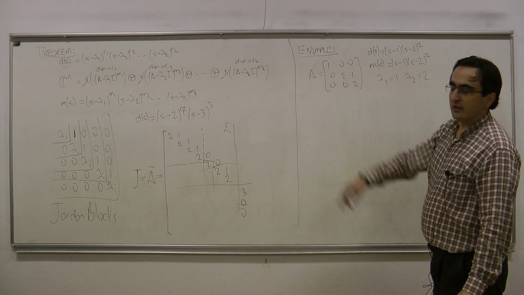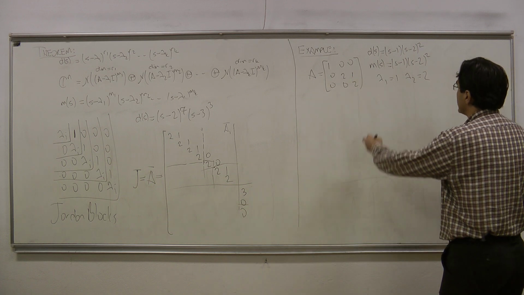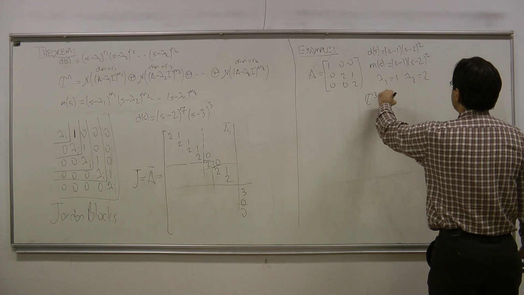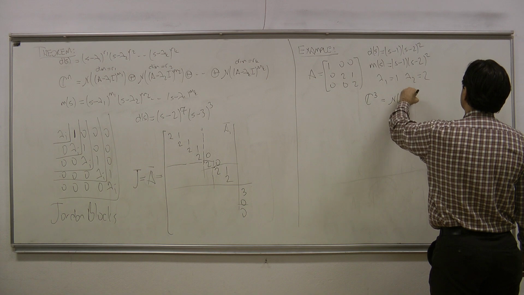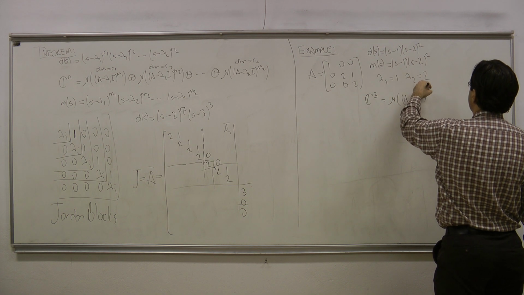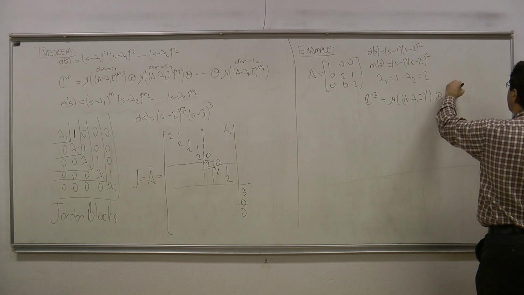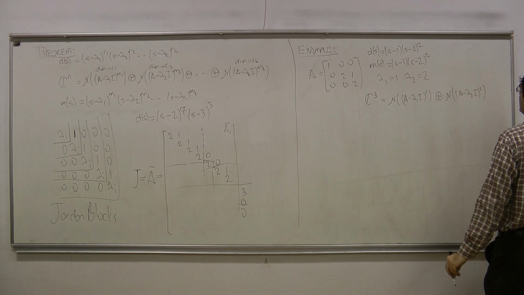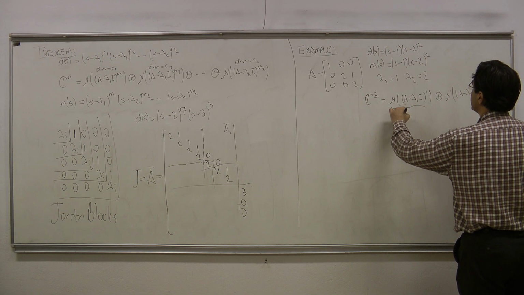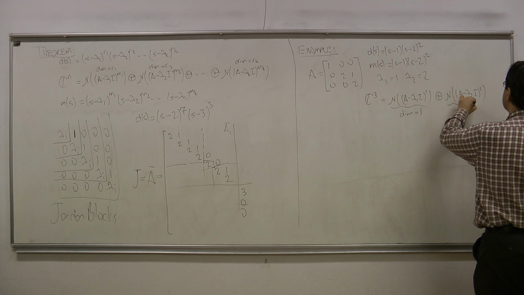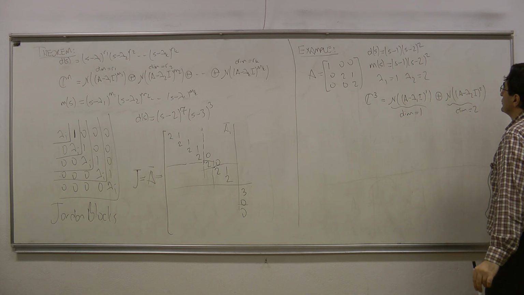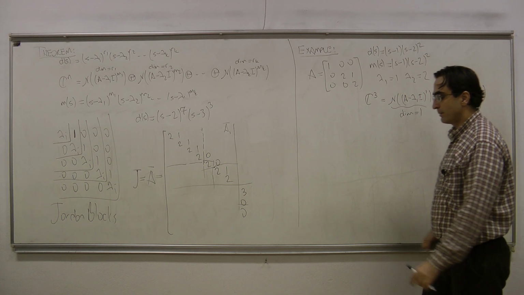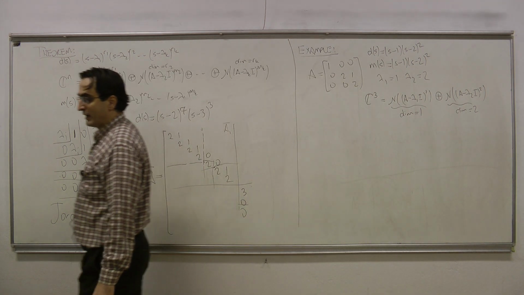Now I will look at those null spaces. In this case I can of course write my decomposition. C³, because n is 3 here, C³ is the null space of (A - λ₁I)¹ plus the null space of (A - λ₂I)². This is my decomposition, and the dimensions are: the dimension of this one is 1 and of this one is 2. These are the characteristic polynomial powers. These are the minimal polynomial powers. So this is my decomposition for this matrix.